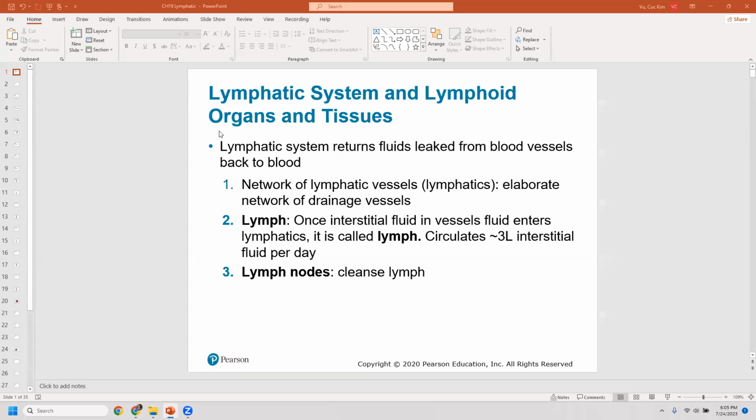So let's go back to what the lymphatic system is. The lymphatic system essentially is a network of lymph vessels that allow for drainage. And eventually it does connect to the blood vessels and will drain into the blood vessels, okay? You have the lymph, which is anytime you have interstitial fluid that enters into the lymphatic system, it is referred to as lymph, okay?